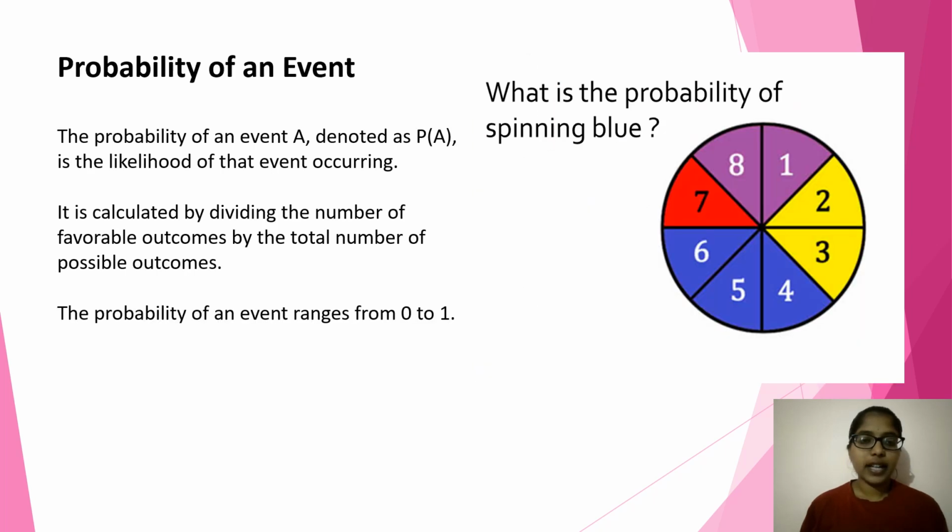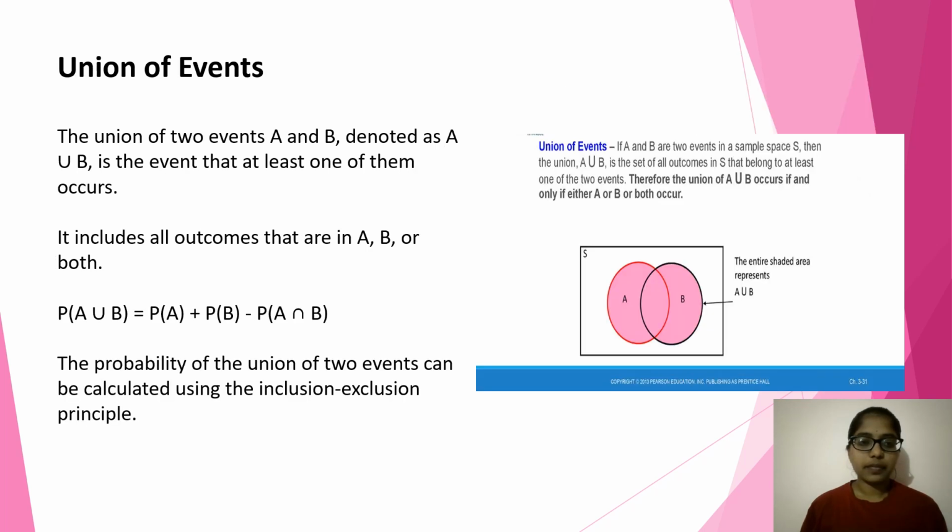Probability of an event. The probability of an event A, denoted as P of A, is the likelihood of an event occurring. It is calculated by dividing the number of favorable outcomes by the total number of possible outcomes. The probability of an event ranges from 0 to 1.